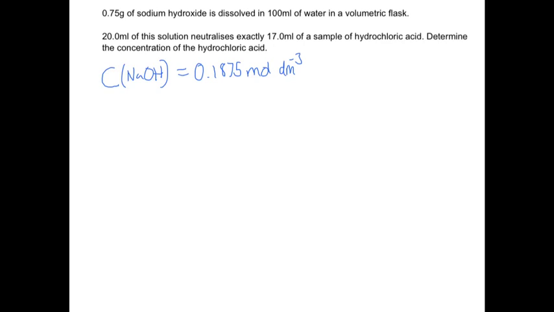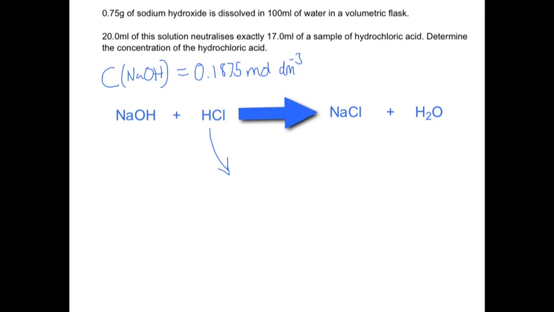Now we want to start to think about our reaction. We took a small portion of the sodium hydroxide, 20 mL, and it was neutralised by 17 mL of hydrochloric acid. So here's the equation for that reaction. We're being asked to calculate the concentration of the hydrochloric acid, which is given by the number of moles divided by the volume. Now we have the volume, that's given to us in the question. We need to work out what the number of moles is.